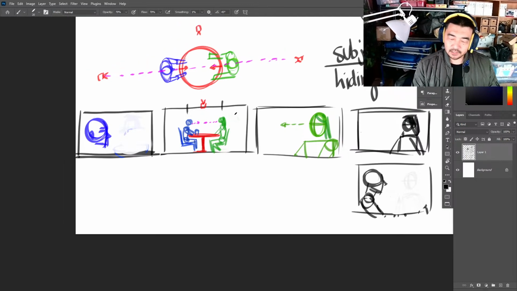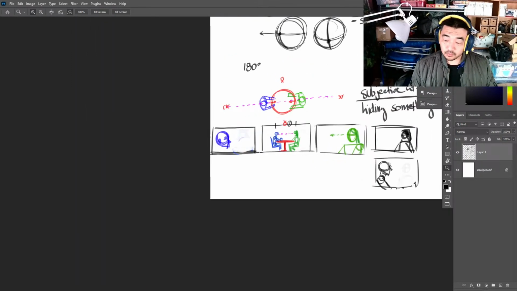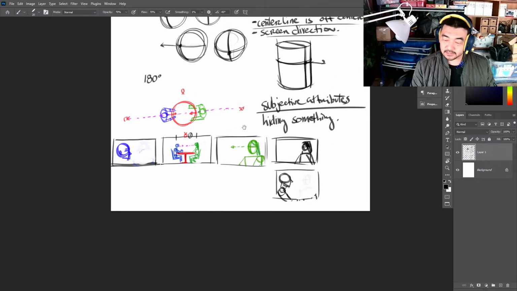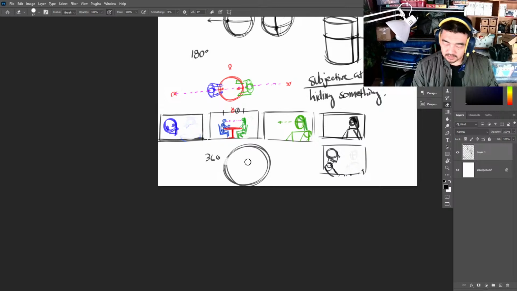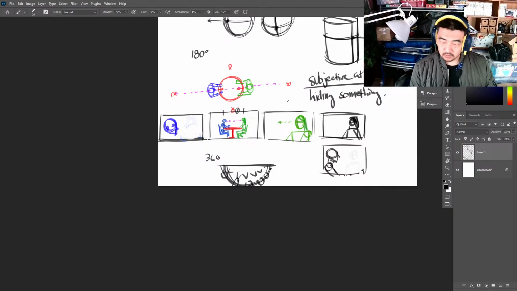Now what's happening here? Let's call this camera 1. With the 180 rule, the reason why it's called the 180 rule is because, well, 360 is a circle. 180 is half of that circle, and you could place the camera anywhere on this side of the circle. That's the home team. Okay?